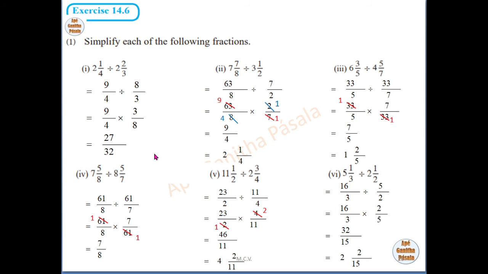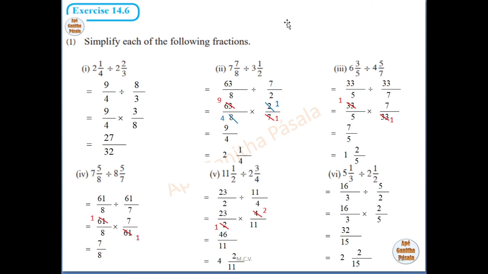Now cut like a cross. 8 and 9 not divisible. 4 and 3 not divisible. So you can't simplify numerators and denominators. So multiply. 9 into 3, 27. 4 into 8, 32. So the answer is 27 over 32.